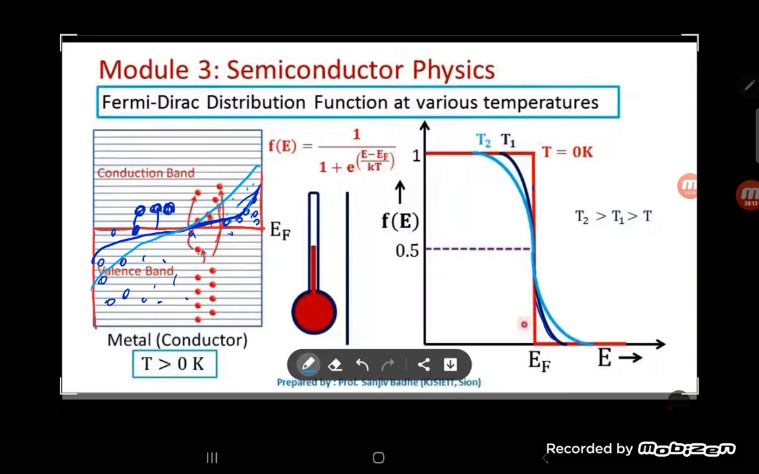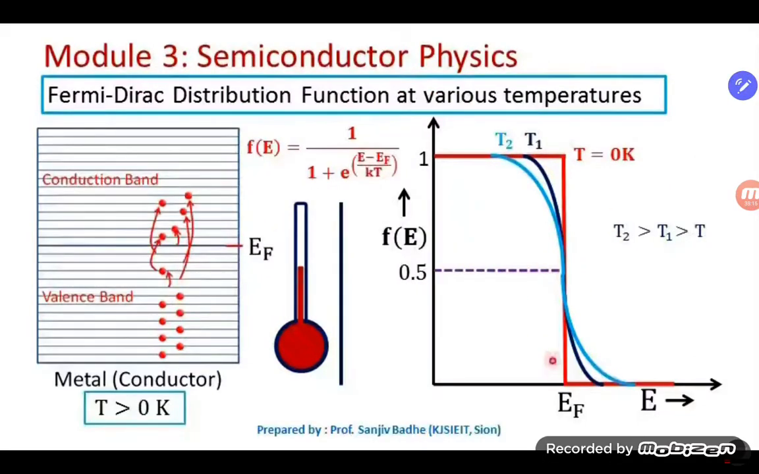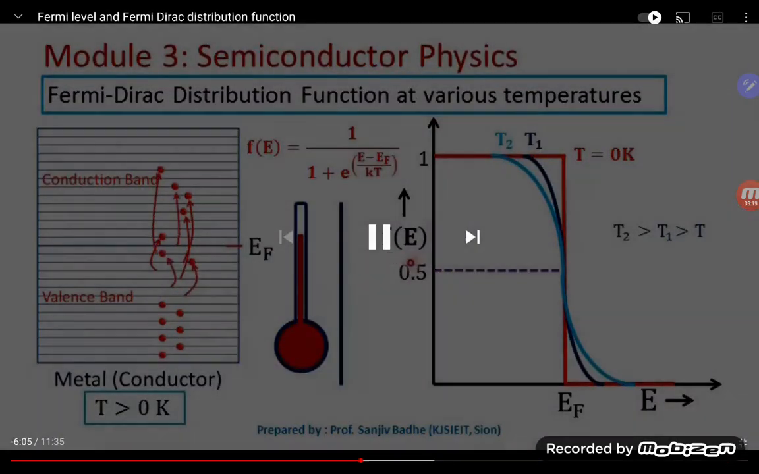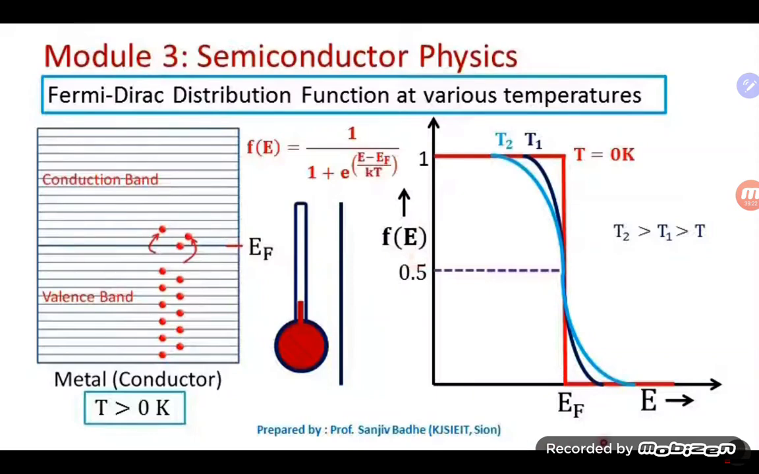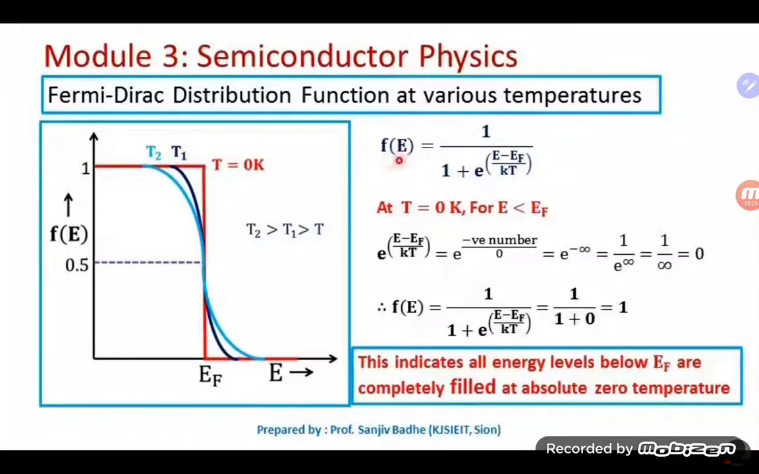Okay, let's look over the graph for the probability of occupancy of a given energy level versus energy. The Fermi-Dirac distribution function is written as f of E is equal to 1 upon 1 plus e raised to E minus EF upon KT. So at T equal to 0 degrees Kelvin, for E less than EF, let us consider all the energy levels below the Fermi energy level and calculate the probability of occupancy for those levels.